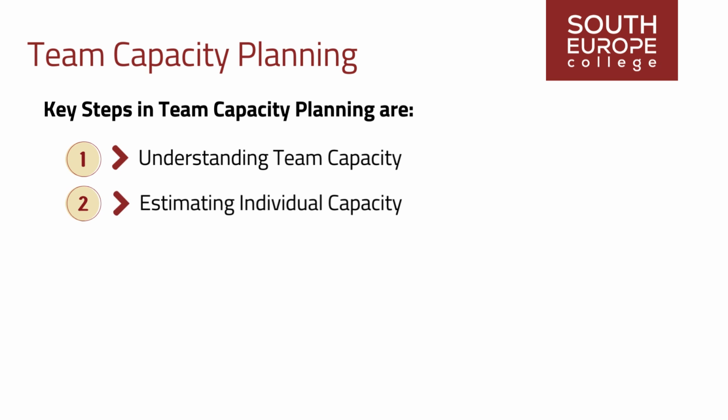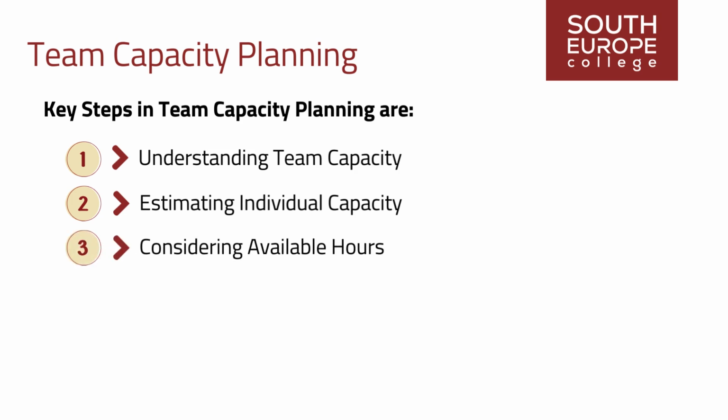2. Estimating individual capacity. Each team member's capacity for work may vary based on factors such as their role, experience, and availability. By discussing with team members and understanding their individual capacities, you can estimate how much work each person can take on during the sprint.